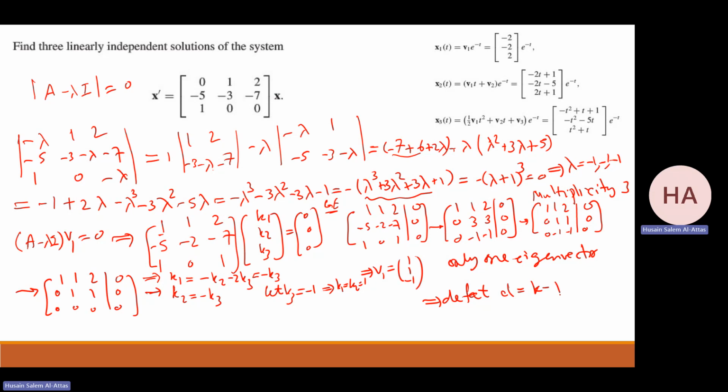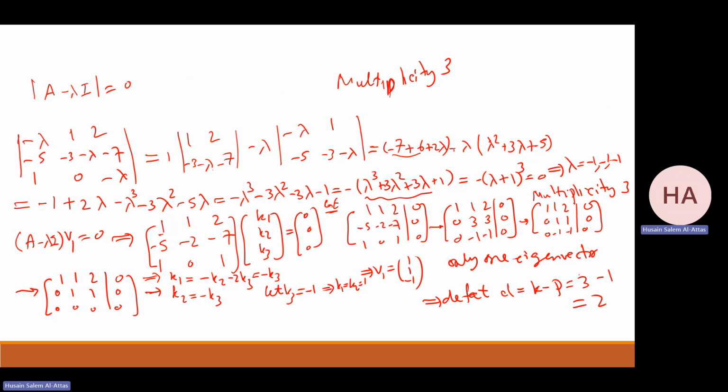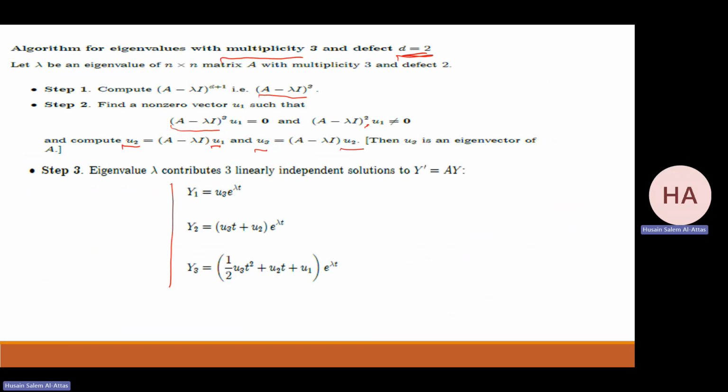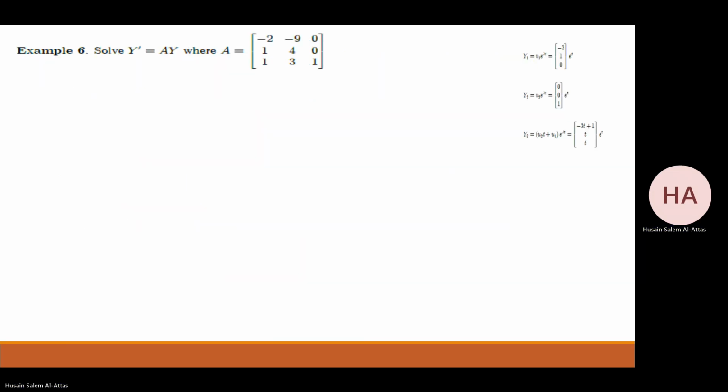So it will be the defect. D will be K minus P, where now we have multiplicity 3. So I have 3, which is K minus 1. The defect is 2. So which case do I have? Not this one. The defect is 1 here. I have this case. So I'm looking for (A minus lambda I) cubed, and then I'll find U1 satisfying these two, and then find U2, U3, and then find the solutions. Okay.